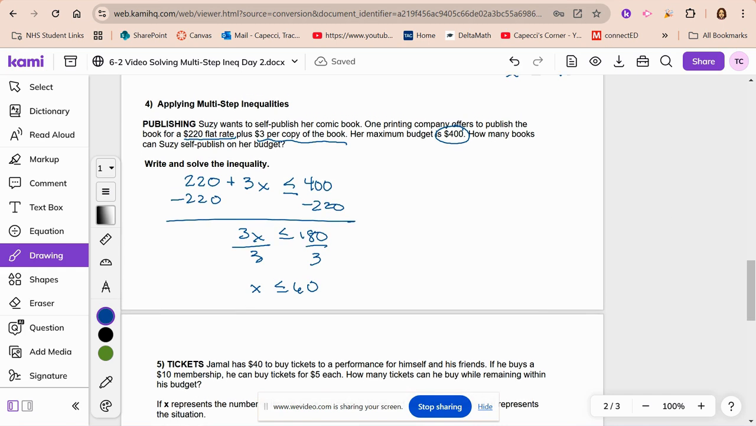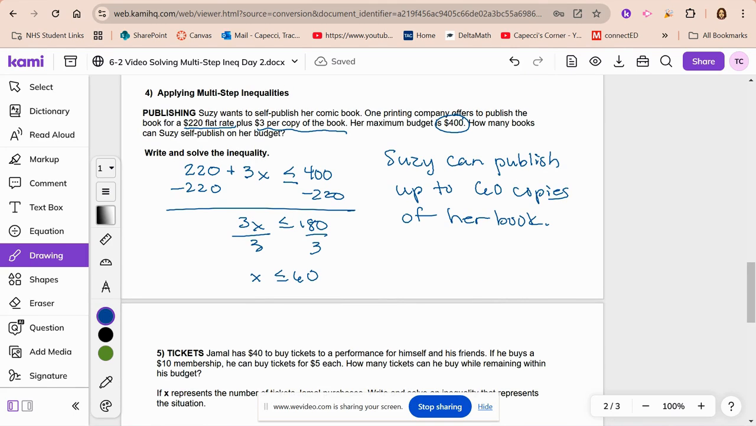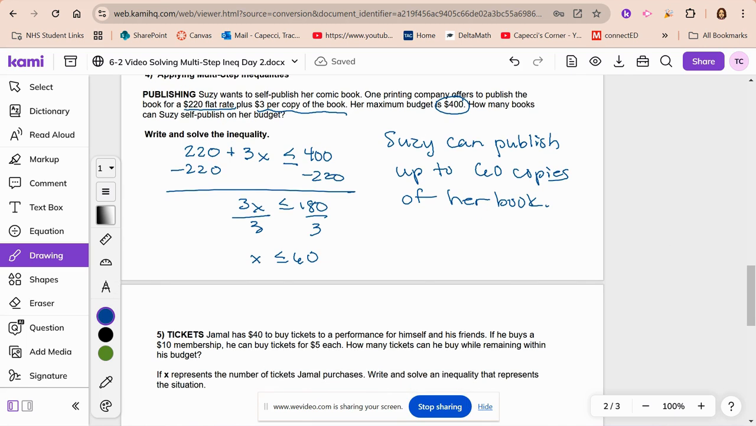Okay, so since it's a word problem, we're going to say Susie can publish, right? We have to add some words to the word problem and answer the question. Up to 60 copies of her book. Now, again, there's lots of ways, as we started the lesson. We could say 60 copies or less, or no more than 60. Lots of different ways you can say that.